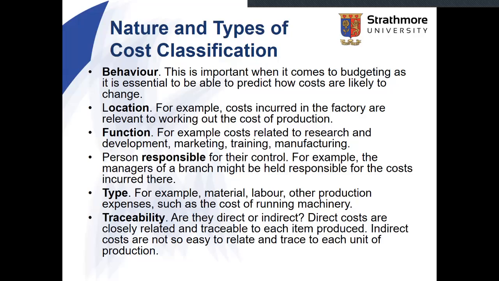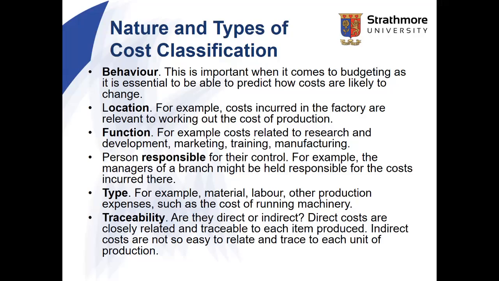Was it to market the company's commodities? Therefore, a marketing cost. Was it to train the employees? What was the purpose behind us incurring that cost? We call this functional classification of cost.